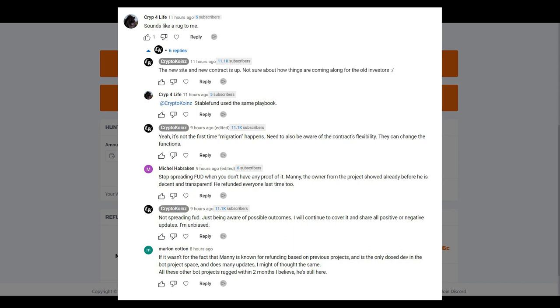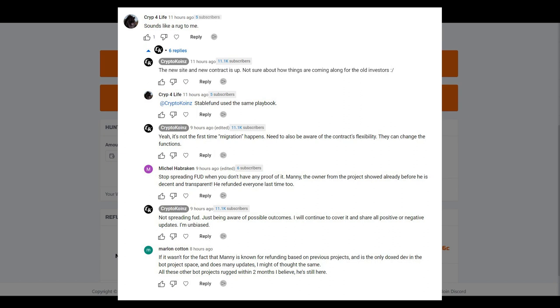He also wrote, Stable Fund used the same playbook. Again, this is not the first time we see multiple versions of a project. Therefore, anything is really possible. I did reply, yes, it's not the first time a migration happens. Need to also be aware of the contract's flexibility. They can change the functions.